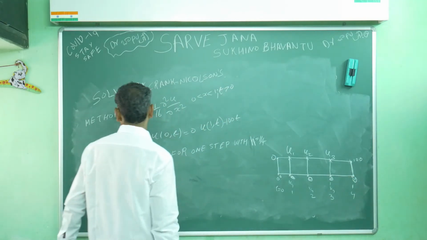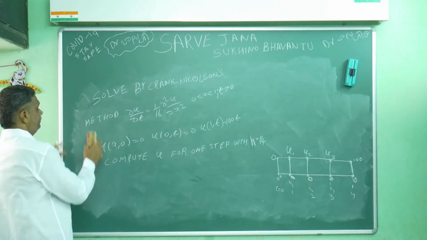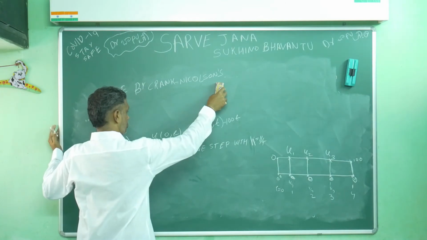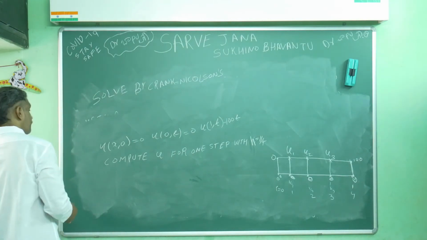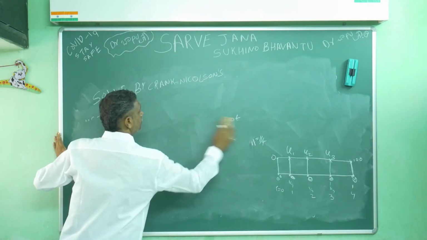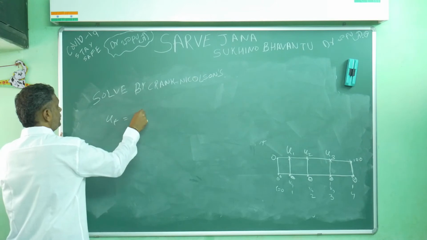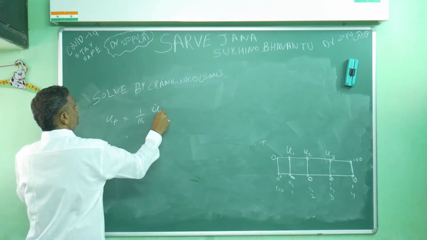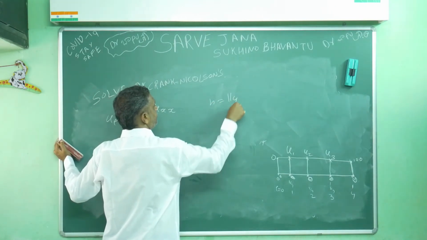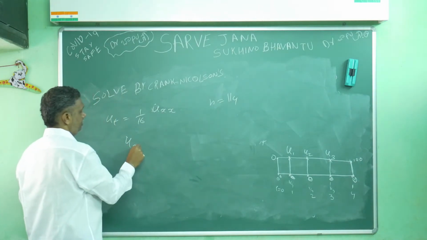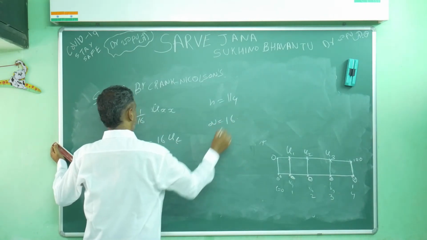Now by Crank-Nicolson formula you can write. Problem by Crank-Nicolson. I want to find what is lambda, otherwise we cannot move. This is what? ut = (1/16) uxx. You are given h = 1/4. Here a is what? 16 ut = uxx, so a is equal to 16.